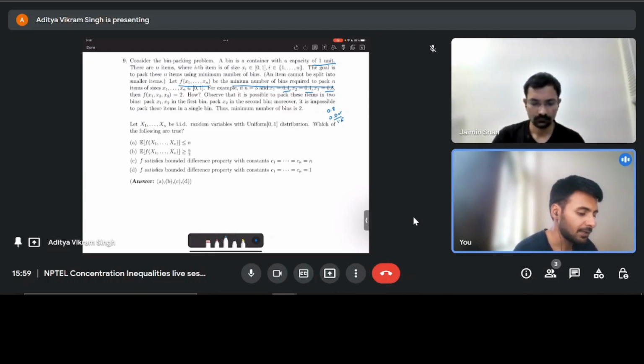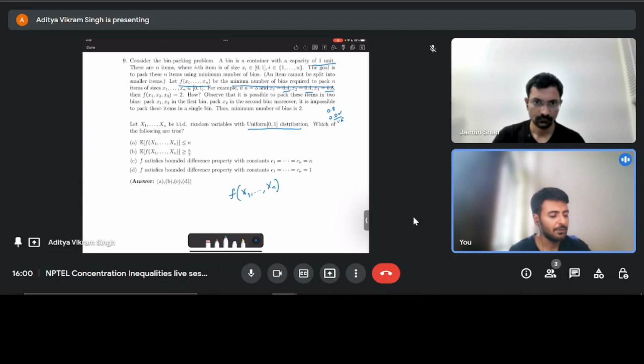So let x1 to xn be IID random variables with uniform 0, 1 distribution. Which of the following are true? Once you have an item, f of x1 to xn is less than or equal to n. This is okay, right? You have n items, all have size less than 1, so you can pack them in n boxes. This is no problem.